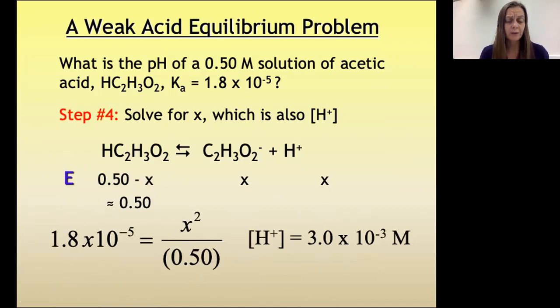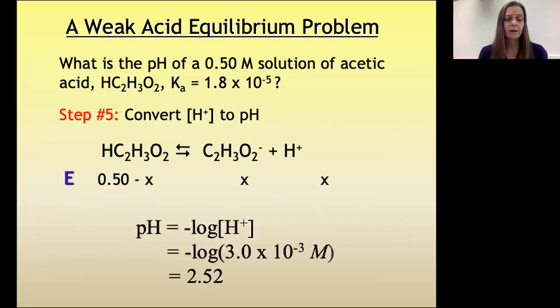So we're going to go back and do our 5% check. And 3 times 10 to the negative third divided by 1.8 times 10 to the negative fifth times 100 is in fact less than 5%. So we made a good assumption. So we now know the hydrogen ion concentration is 3 times 10 to the negative third. But the question asked us to find the pH of the solution. So in order to find pH, we're going to take the negative log of the hydrogen ion concentration, and that's going to give us 2.52.